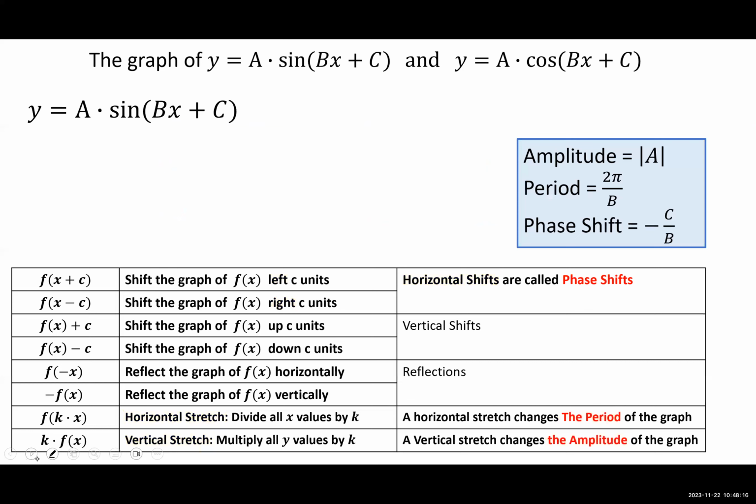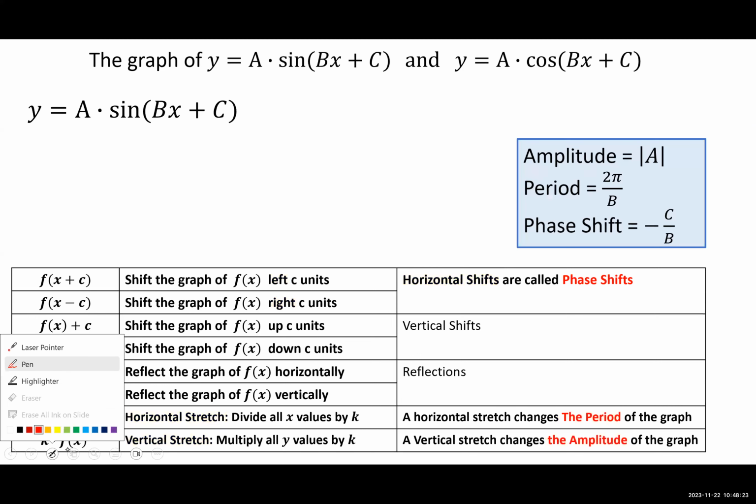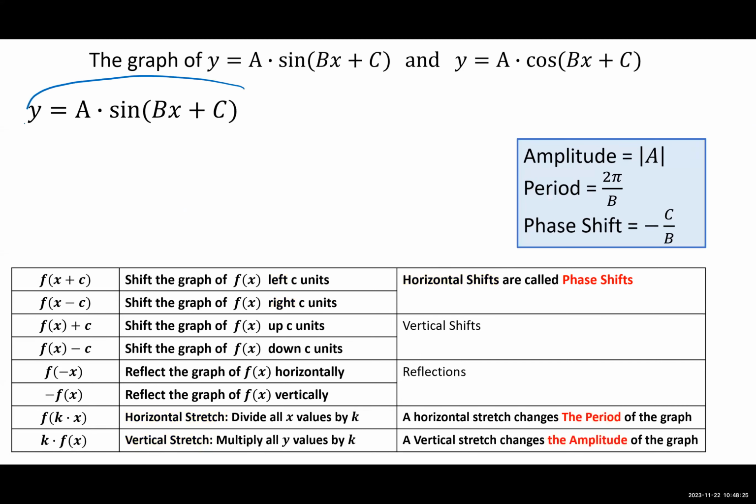We are going to graph more complicated versions of y is equal to the sine of x.